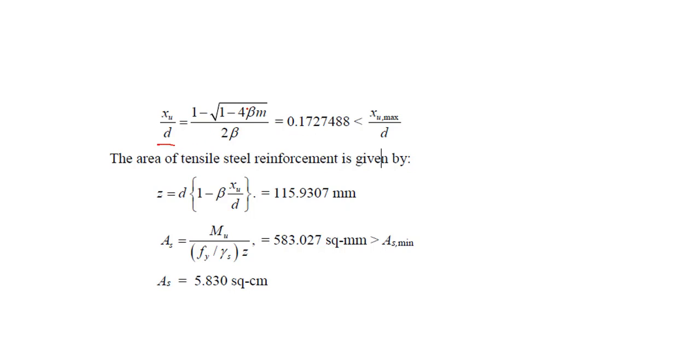And calculating XU by D gives 0.171, which is always less than XU max by D. So which means we don't want to provide any sort of compressive reinforcement; it is not required here. So the area of tensile steel is also given by the formula, and the depth is there, and the area is Mu by 0.87 fy into Z, which comes to be 483.